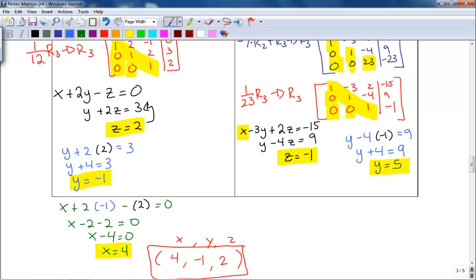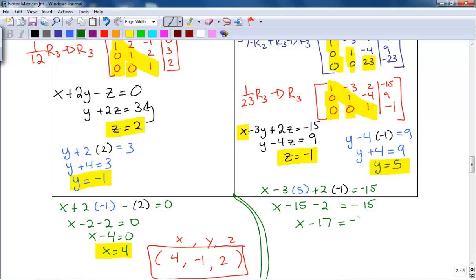Plugging it in, I get that x minus 3 times, instead of y, I can write 5, plus 2 times, instead of z, I can write -1, and that's going to equal -15. So x, 3 times 5 is -15. 2 times a -1 is -2. Combining like terms on the left, x minus 17 is equal to -15. If I solve for x by adding 17 to both sides, x is equal to 2.